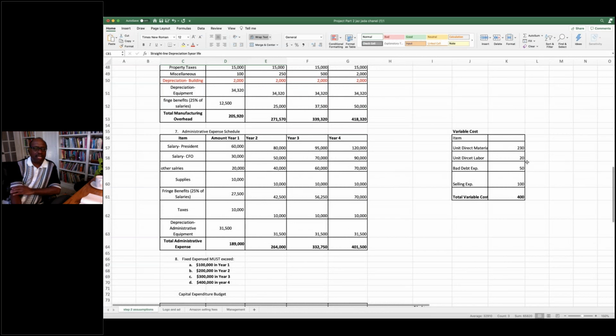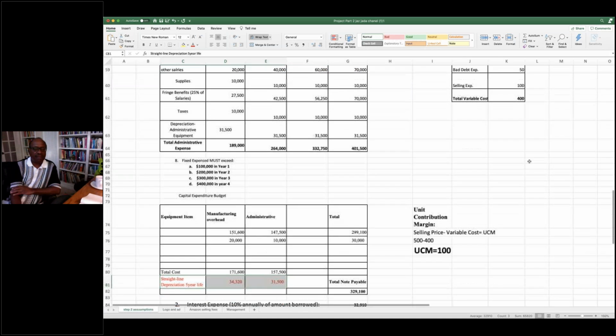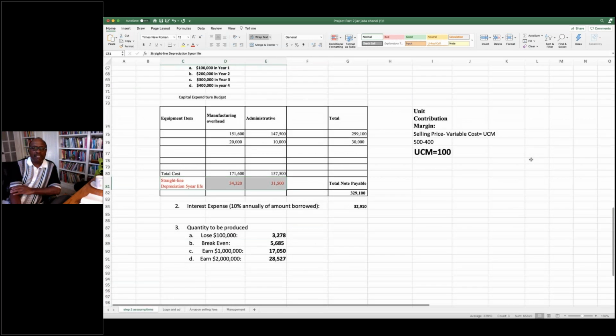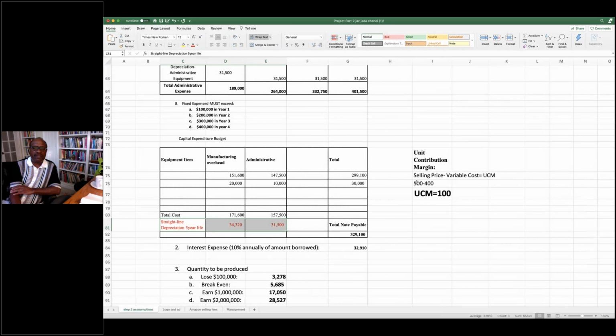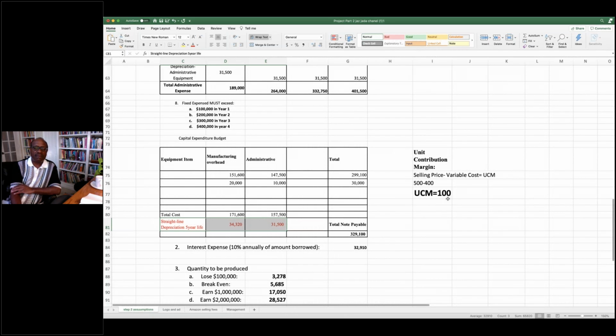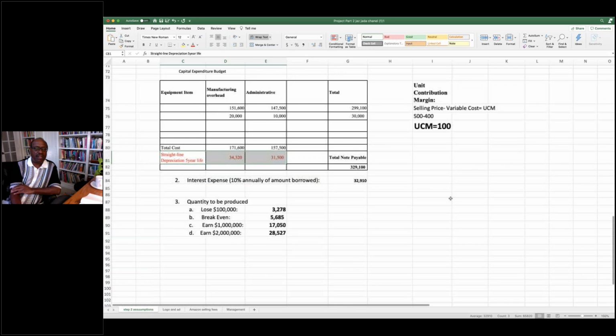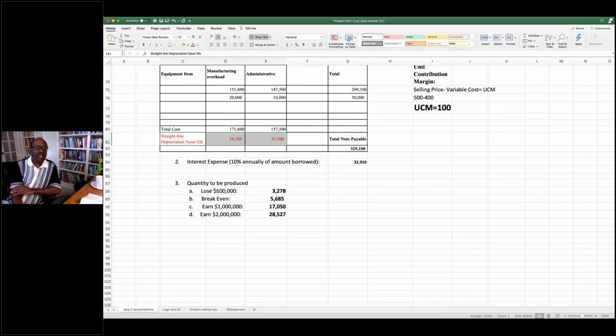Here's the variable costs. So if their selling price is 500 and their variable cost is 400, then their UCM was 100. Then they calculated a quantity to lose 100,000, break even, earn $1 million. So you can stop there. Lose 100,000, break even, and earn $1 million.